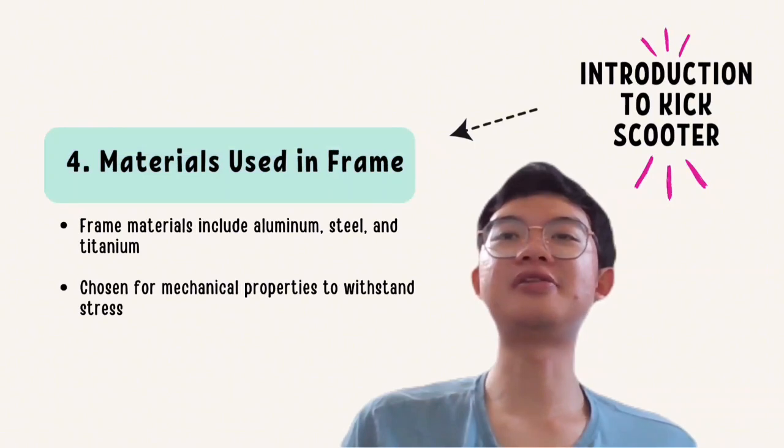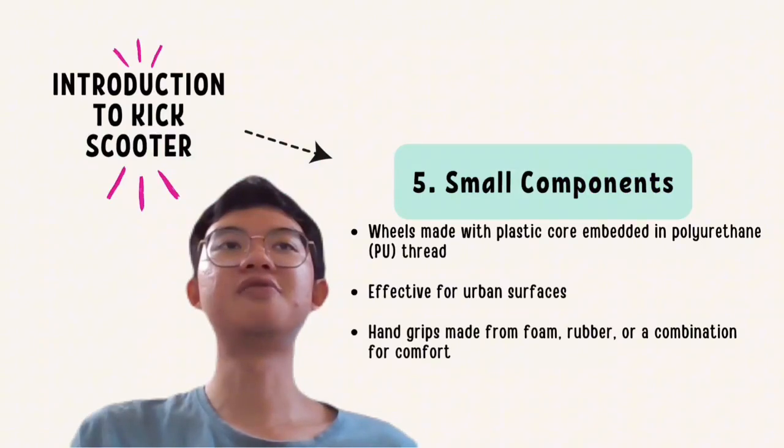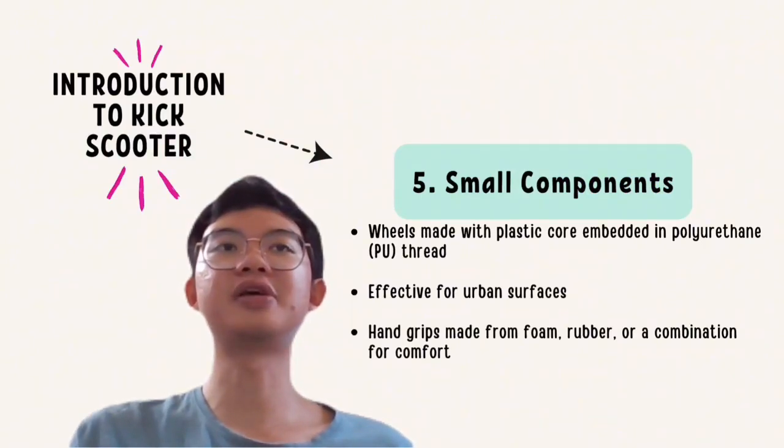By analyzing the materials used for kick scooter production, the materials used for making the kick scooter frame include aluminium, steel, and titanium, which are chosen for their mechanical properties to withstand stress. For the small components, the wheels are made with a plastic core embedded in a polyurethane tread, which is effective for urban surfaces. Then, the hand grips are made from foam, rubber, or a combination for comfort.